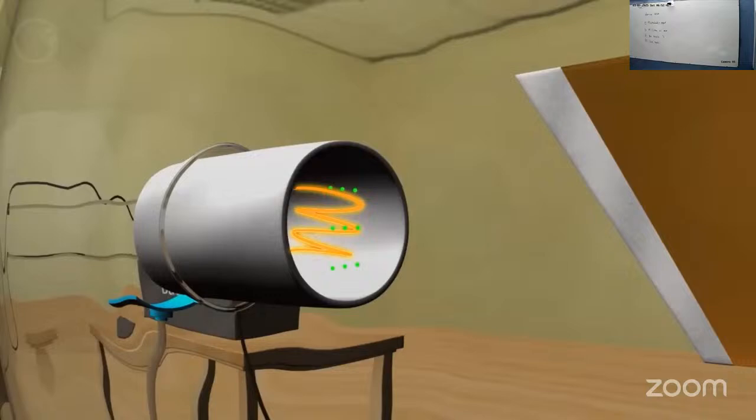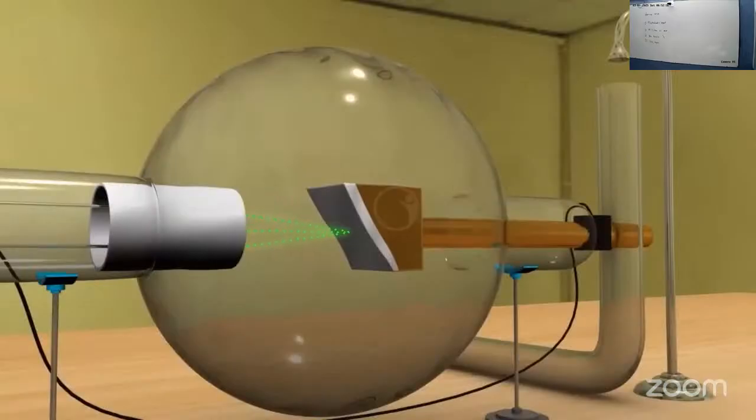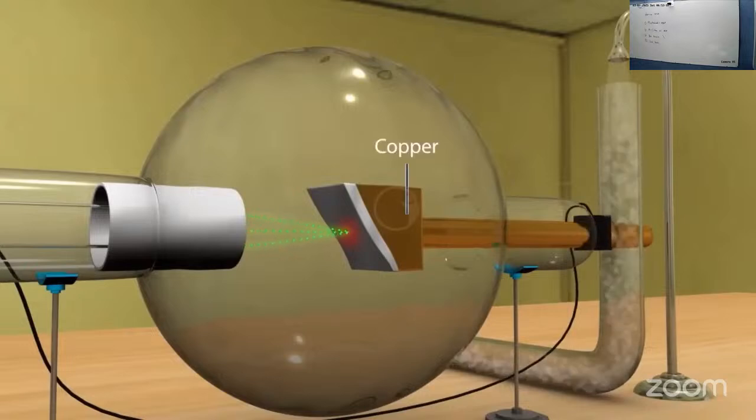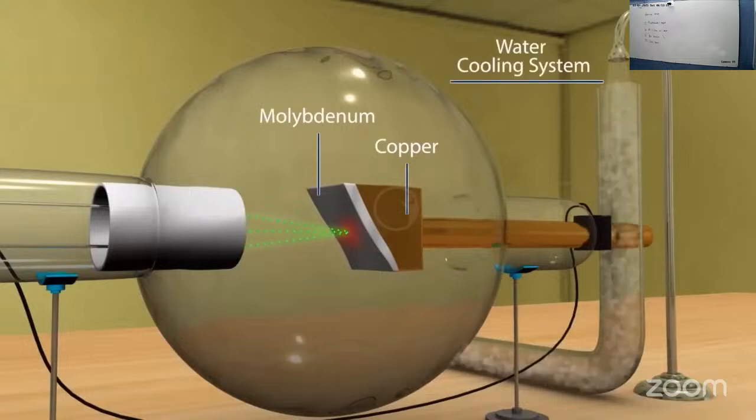The filament is surrounded by a molybdenum cylinder, which is kept at a negative potential relative to the filament. This repels the electrons further, and hence the electrons form a fine pencil beam at the center of the cylinder. This pencil beam is also accelerated by the cylinder towards the target. The target is made up of a copper block in which a piece of tungsten or molybdenum is fixed. High thermal conductivity is used to carry away the heat generated to the cooling setup. Here we use copper, which is a good conductor of heat and can take the heat away from the molybdenum metal towards the water cooling system.